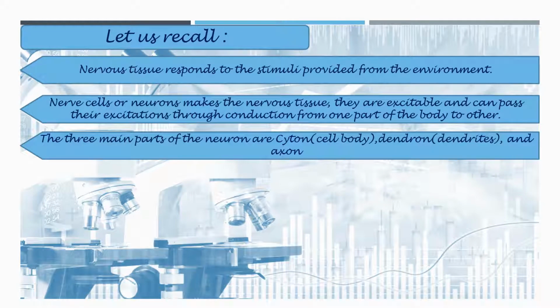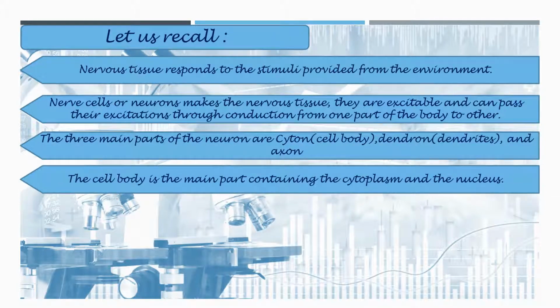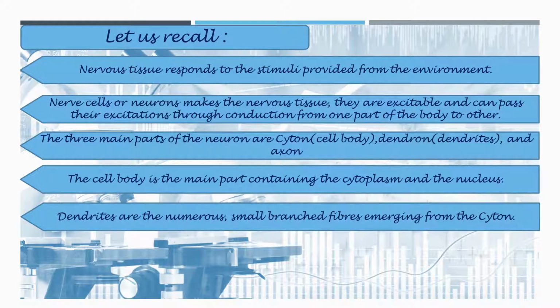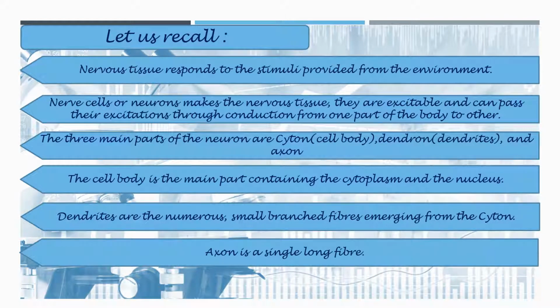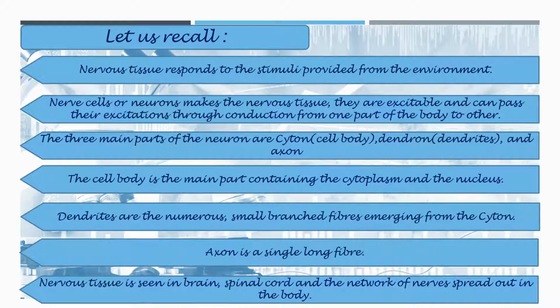The three main parts of the neuron are cyton, also called cell body, then dendron, also called dendrites, and axon. The cell body is the main part containing the cytoplasm and the nucleus. Dendrites are the numerous small branched fibers emerging from the cyton. And axon is a single long fiber. Nervous tissue is seen in brain, spinal cord, and the network of nerves spread out in the body.